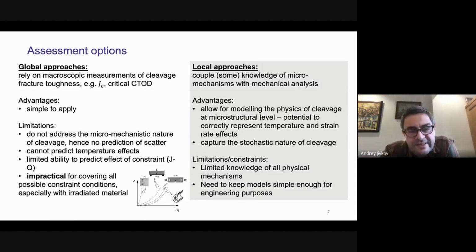And so people started thinking about these local approaches or local models for fracture, which are supposed to couple the knowledge of micromechanisms with mechanical analysis. However, our local approaches for cleavage or for brittle fracture are not encapsulated in constitutive equations as the local approaches for ductile fracture. So in local approaches for cleavage fracture, there is no change of material properties as the load goes. It's a probabilistic simulation, as you'll see in a second.